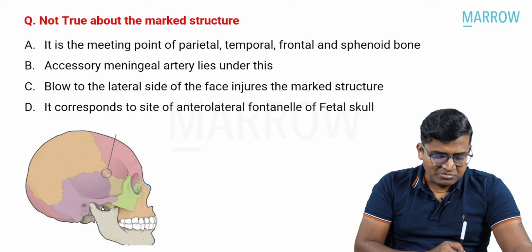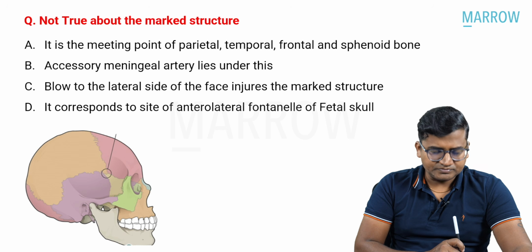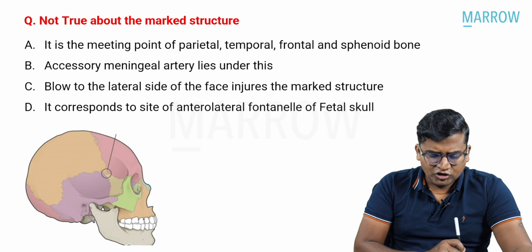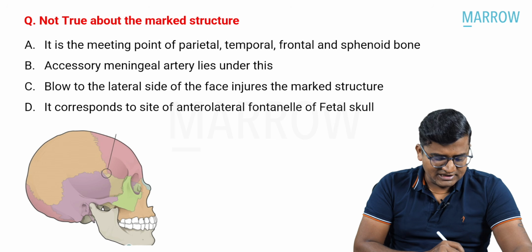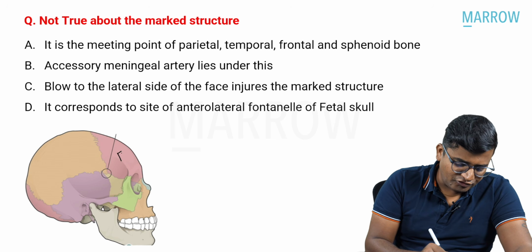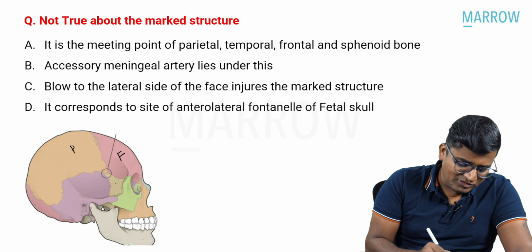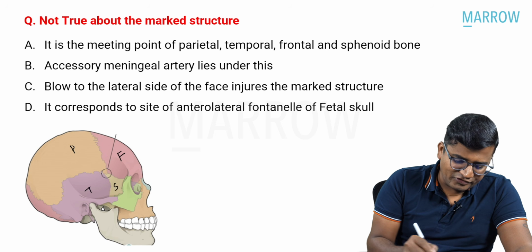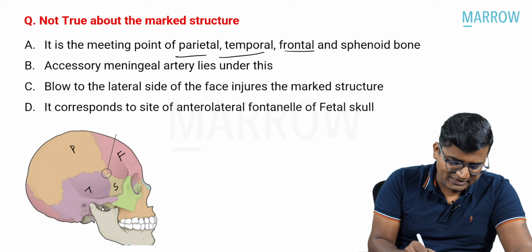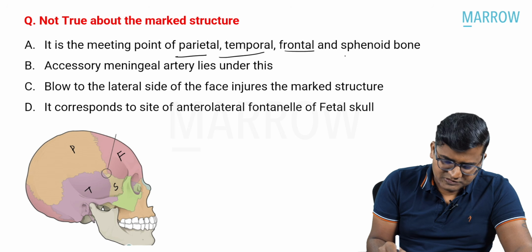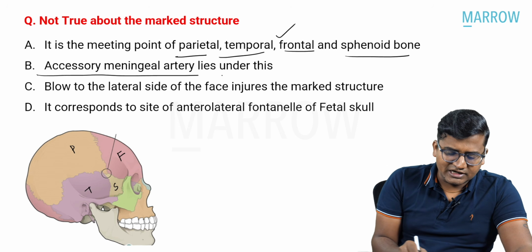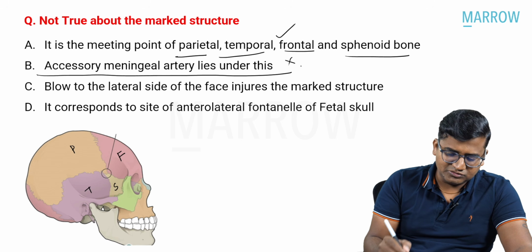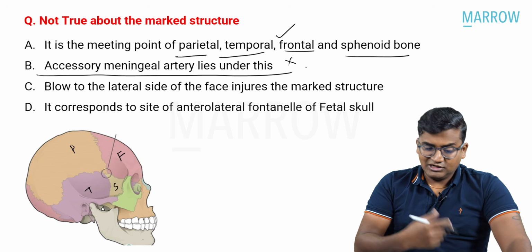Not true about the marked structure. It is a meeting point of the parietal, temporal, frontal and the sphenoid bone. Yes, the pterion is a meeting point of the frontal bone, parietal bone, the sphenoid and the temporal bone. Frontal, parietal, temporal and sphenoid. Yes, there is a pterion. Accessory middle meningeal artery is lying under this. No, the accessory middle meningeal artery is not present here.